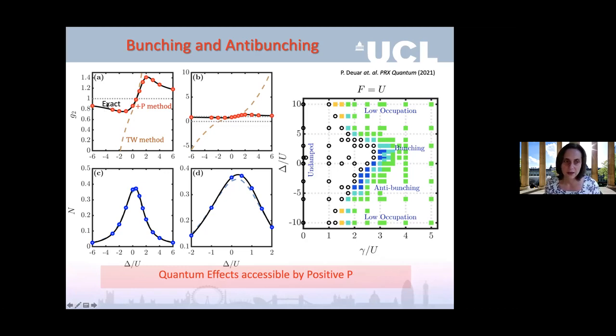So it's not that the system was tuned to the regime when it was classical. It was actually quantum. There were quantum correlations present, and positive P was able to describe that.